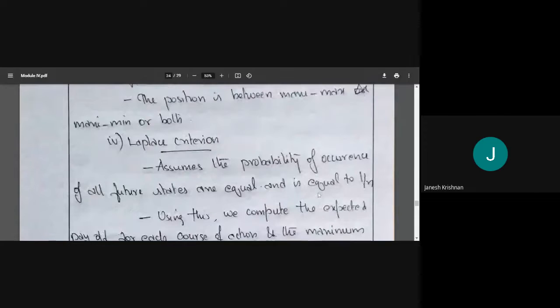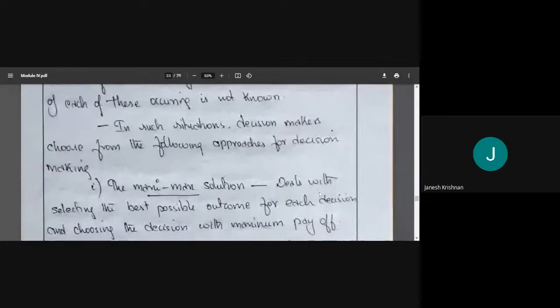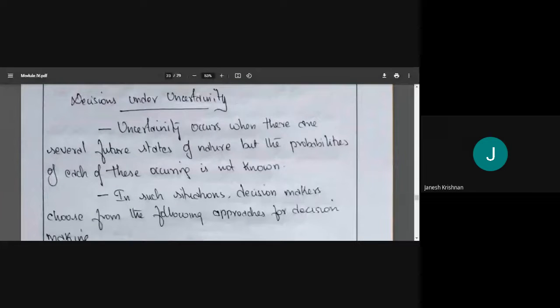So once again, all these are very simple, but do keep in mind. Okay? So decisions made under uncertainty. Uncertainty occurs when there are several future states of nature, but the probabilities of each of these occurring is not known. Okay, so we are not sure about what will occur. We know all the possibilities, but we are not sure of what will occur. Okay, in that case, we choose this.